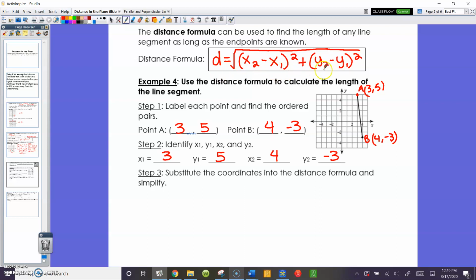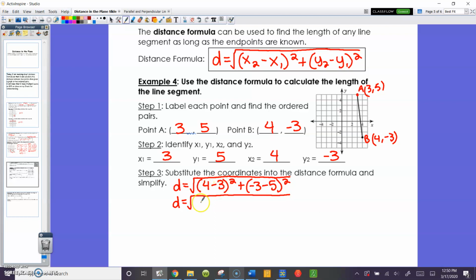So we have our distance formula above, and I'm simply going to put each number in the place of the x1, y1, x2, y2. So D equals the square root of x2, which is 4, minus x1, which is 3, close parentheses, squared. And then we have y2, which is negative 3, minus y1, which is 5, squared.